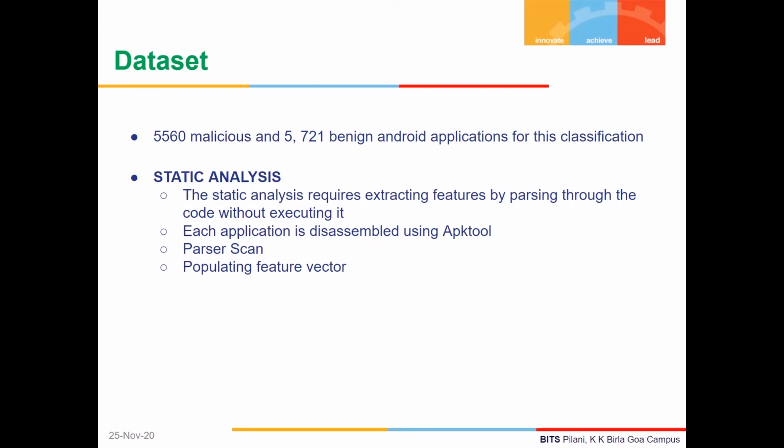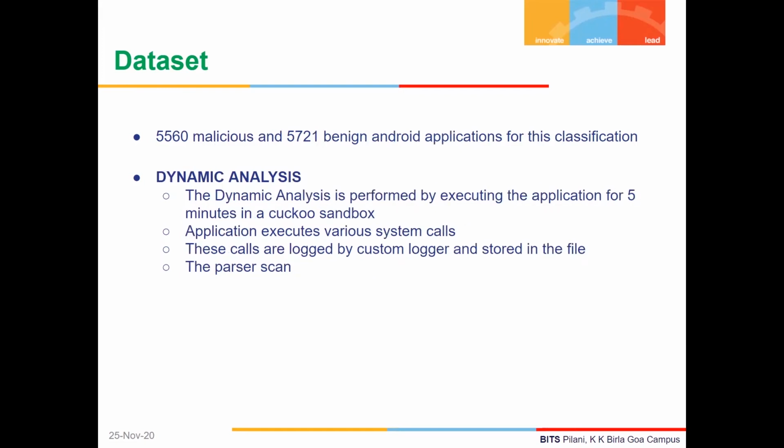This information is then populated in the feature vector, and the process is repeated for all Android applications, malware and benign, included in the dataset. For dynamic analysis, this was done by executing each application for 5 minutes in Cuckoo Sandbox. The application executes various system calls, and these calls are logged by a custom logger and stored in a file.